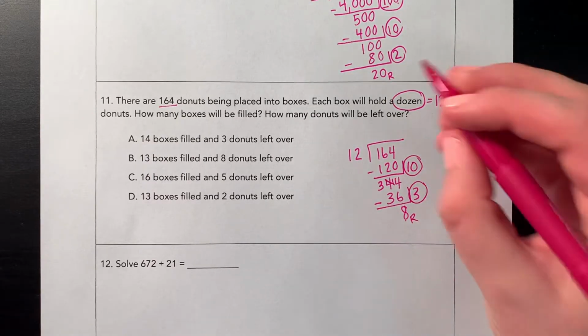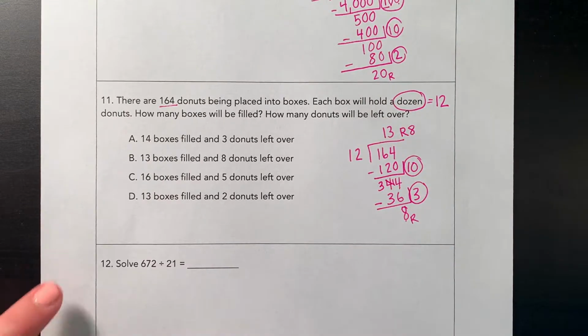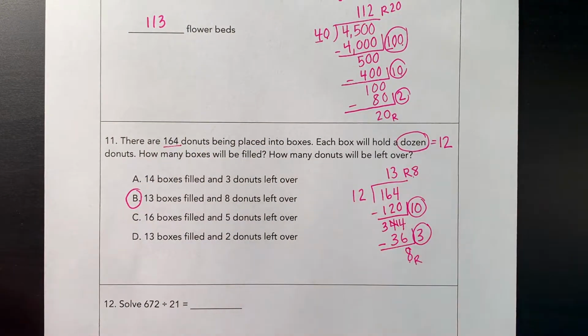And I add up my outside numbers. I have 13 with the remaining 8. So my answer is B, 13 boxes filled and 8 donuts left over.